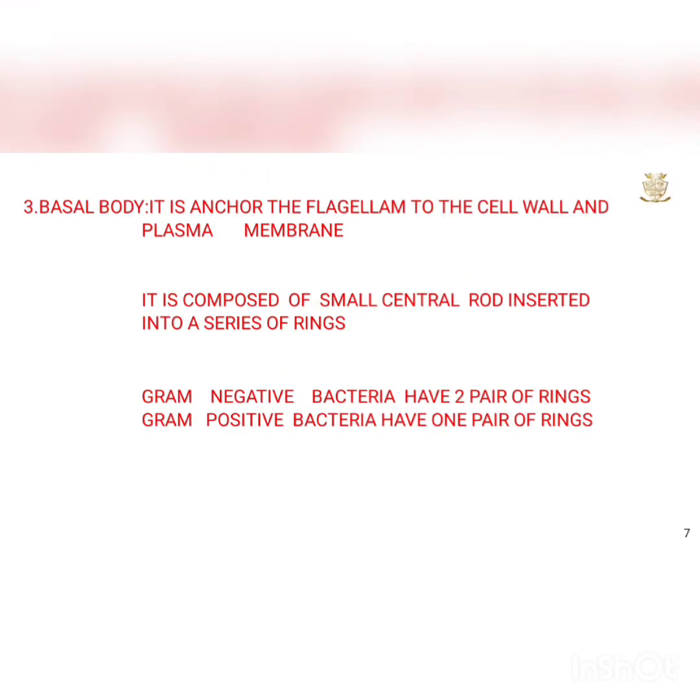Then the next one is the basal body. It anchors the flagellum to the cell wall and plasma membrane. It is composed of a small central rod inserted into a series of rings. Gram-negative bacteria have two pairs of rings and gram-positive bacteria have one pair of rings.